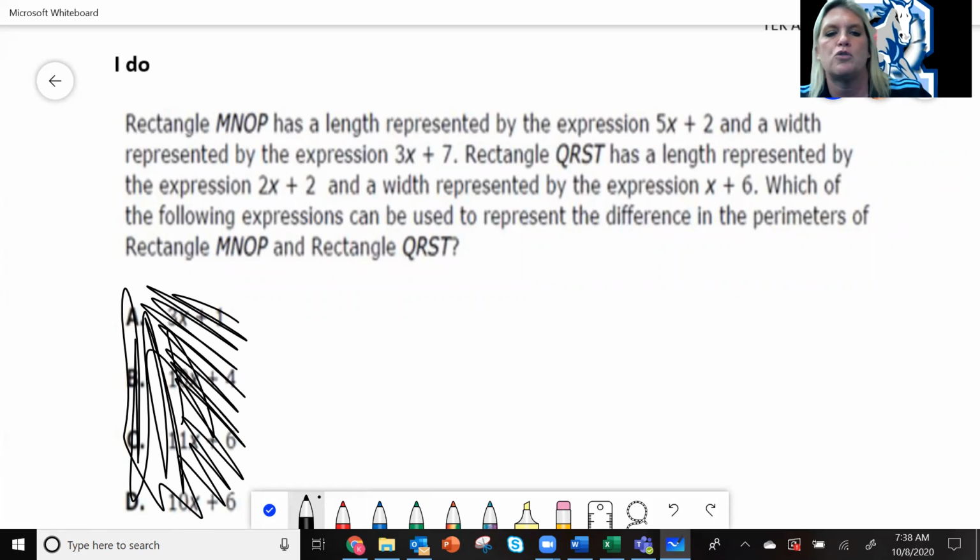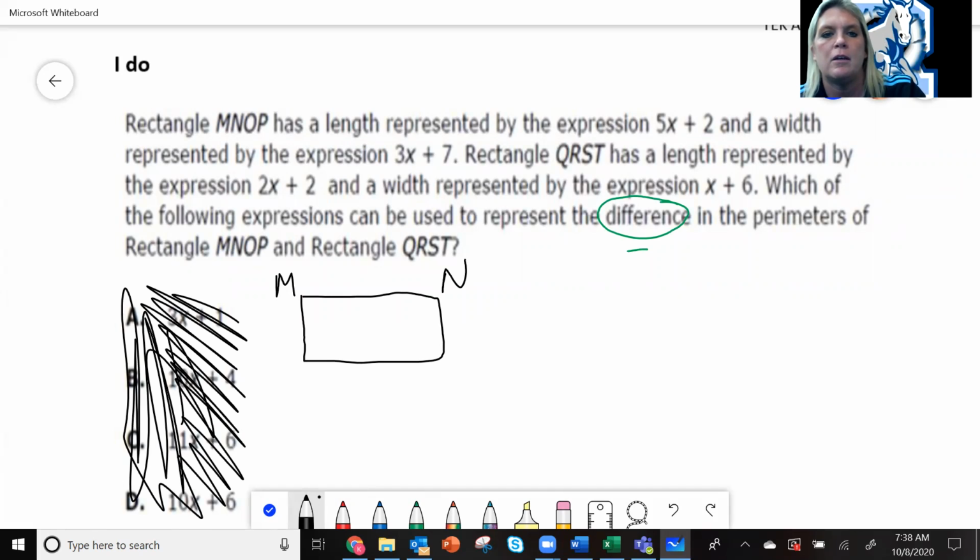Okay, again, these answer choices didn't work. We're going to find the difference. Remember, difference means to subtract, but first we have to find the perimeters. There's not any pictures, so anytime you have a word problem, it's best to draw the pictures. So I've got a rectangle and I'm going to label it MNOP.